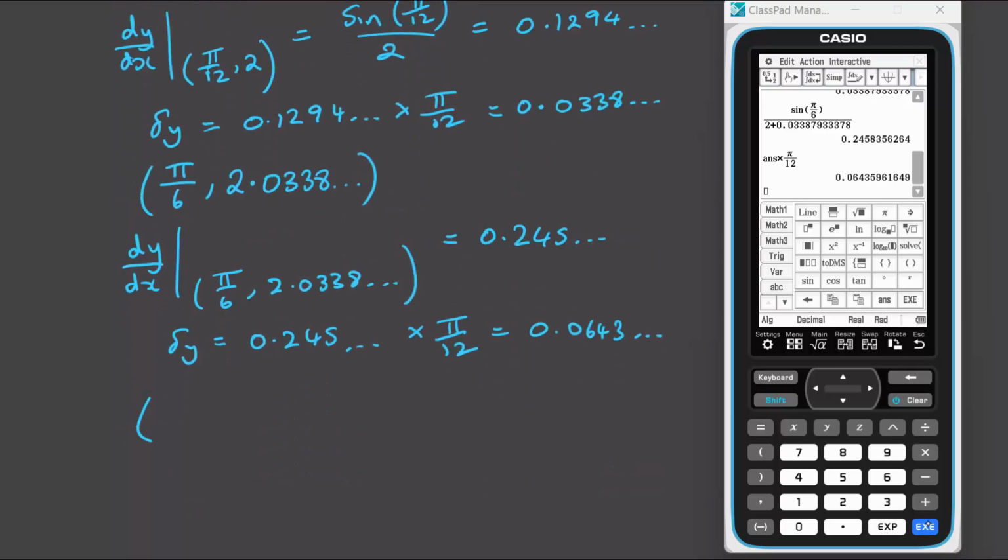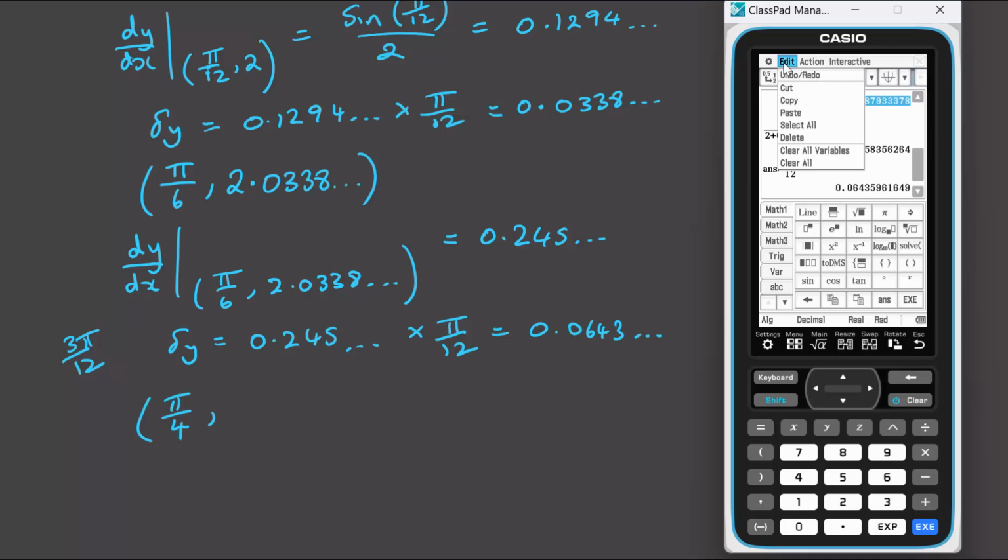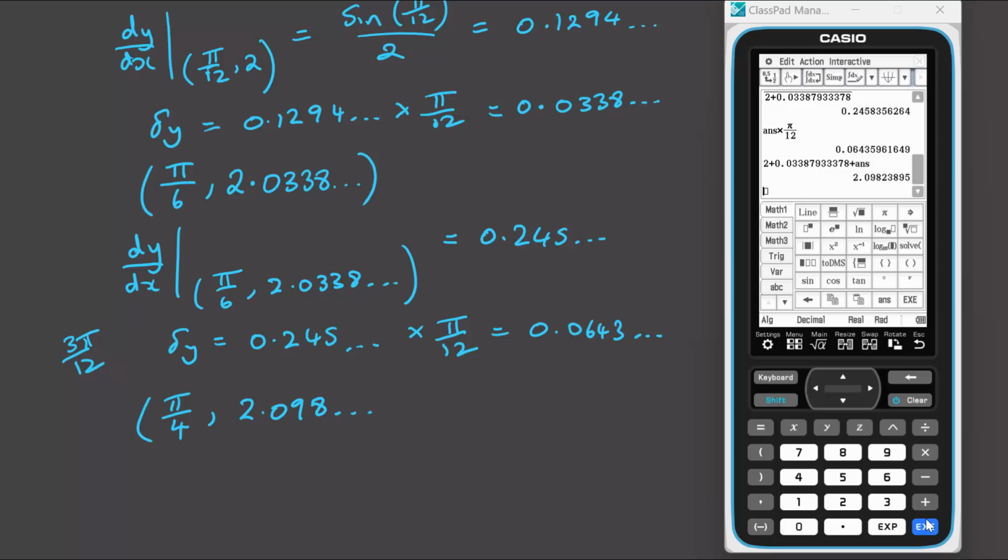And that will take us to 3 pi by 12. So 3 pi by 12, that's going another pi by 12 across, which of course is pi by 4. And then we've got 2 plus this one here. So we just need to paste that one there. And then plus our last answer, and that's 2.098, and so on.